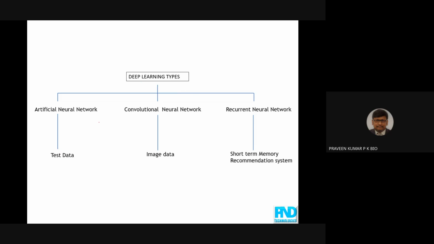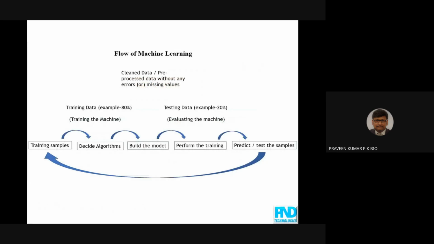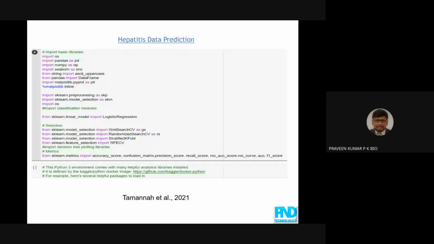In deep learning we can see ANN, convolutional neural networks, and recurrent neural networks, and these are some of the types of models we can use with deep learning techniques. Types of machine learning I already mentioned in the previous slides.